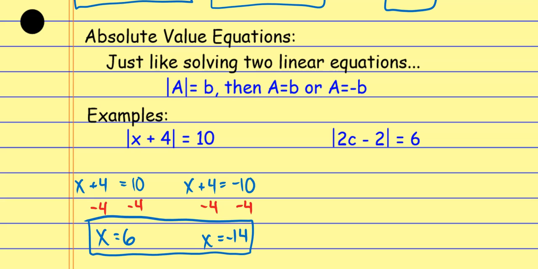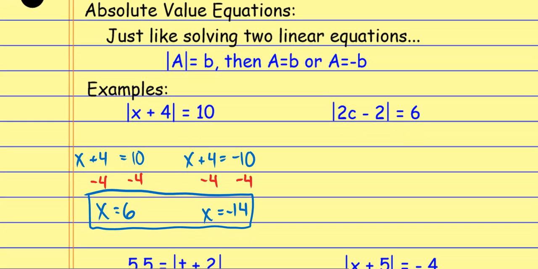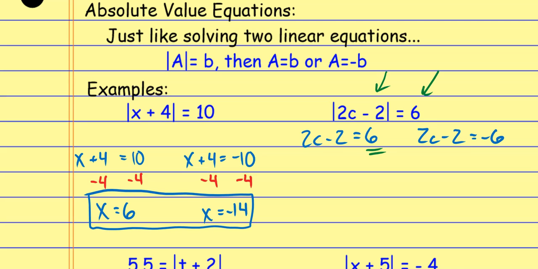If I look at the next one, same kind of thing. I'm going to set it up as two equations. I'm going to say, hey, well, the 2c minus 2 could equal a 6, or the 2c minus 2 could equal a -6. Because, again, I'm just listing the two values that are 6 units away. See, the absolute value is 6, so the distance is 6. Well, that could be a +6 or a -6. Those both signify that same distance, okay?